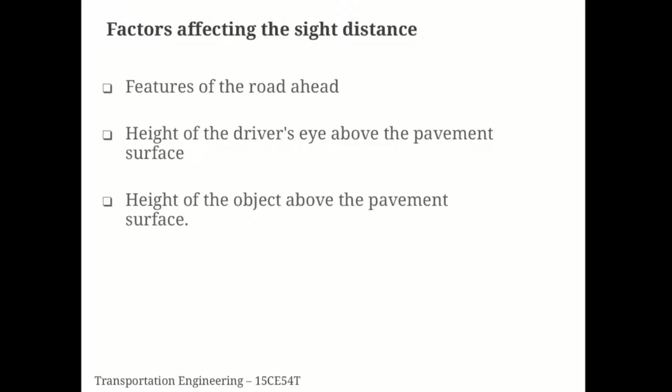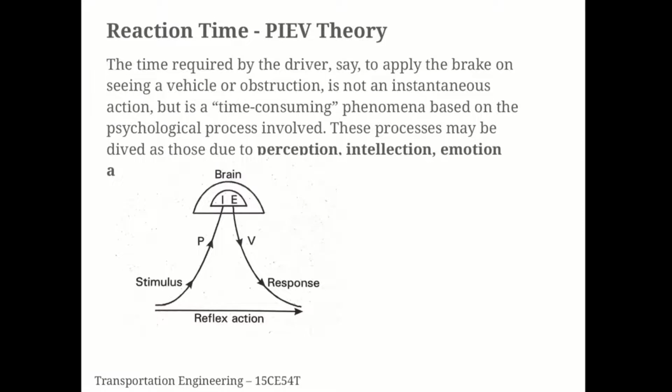Factors affecting the sight distance: features of the road ahead, height of the driver's eye above the pavement surface, height of the object above the pavement surface, and reaction time, the PIEV theory. The time required by the driver to apply the brake on seeing a vehicle or obstruction is not an instantaneous action but a time consuming phenomenon based on the psychological processes involved. These processes may be divided into perception, intellection, emotion, and response.